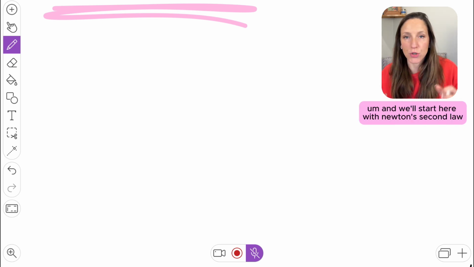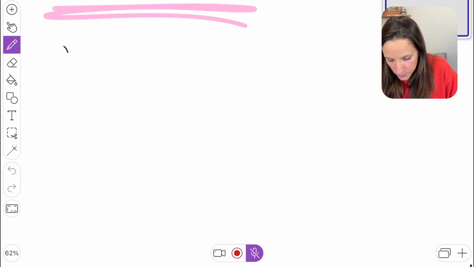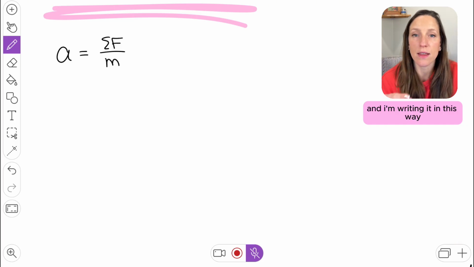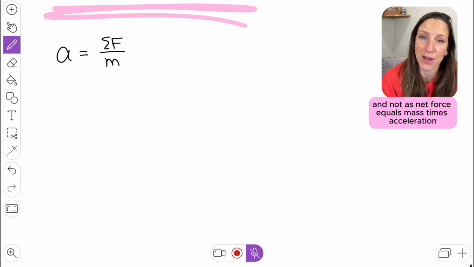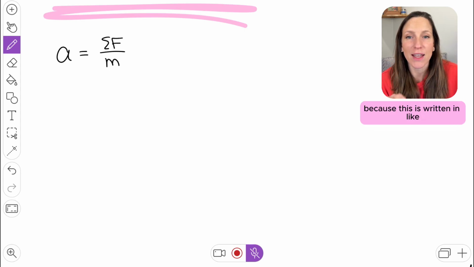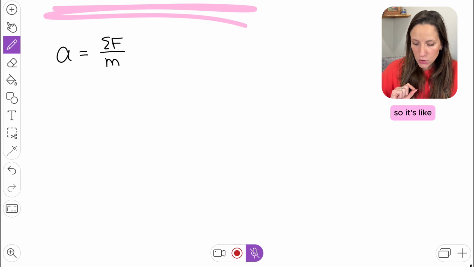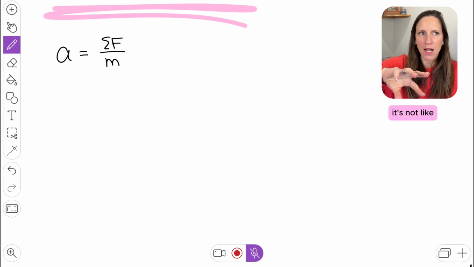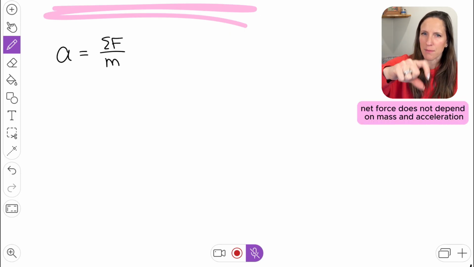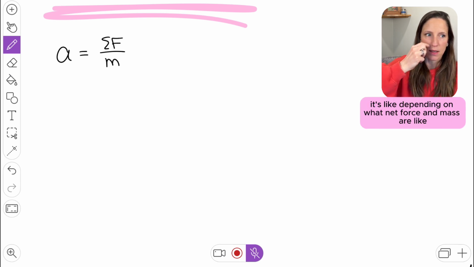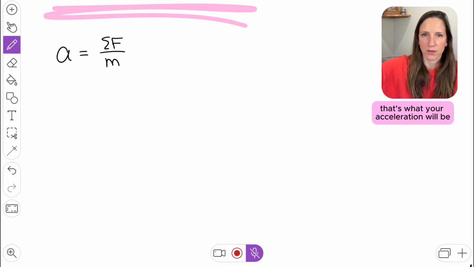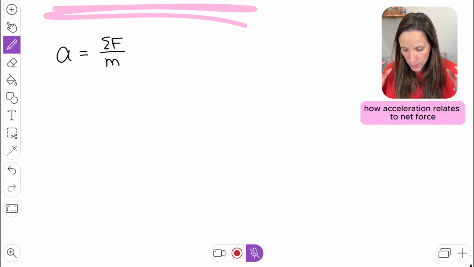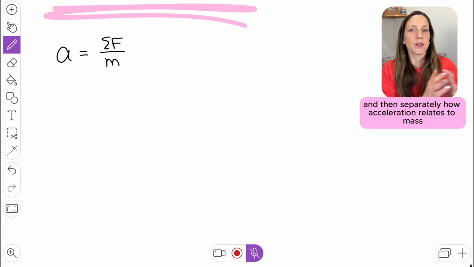And we'll start here with Newton's second law. Newton's second law tells us that acceleration is equal to net force over mass. And I'm writing it in this way and not as net force equals mass times acceleration because this is written in this cause and effect setup. So the acceleration depends on the net force and the mass. It's not that net force depends on mass and acceleration in real life, if that makes sense. It's that depending on what net force and mass are, that's what your acceleration will be. So anyway, we're going to explore here how acceleration relates to net force, and then separately how acceleration relates to mass.